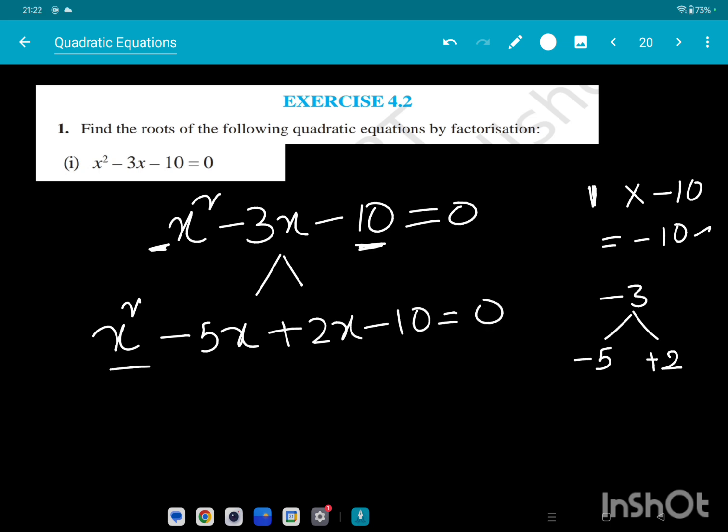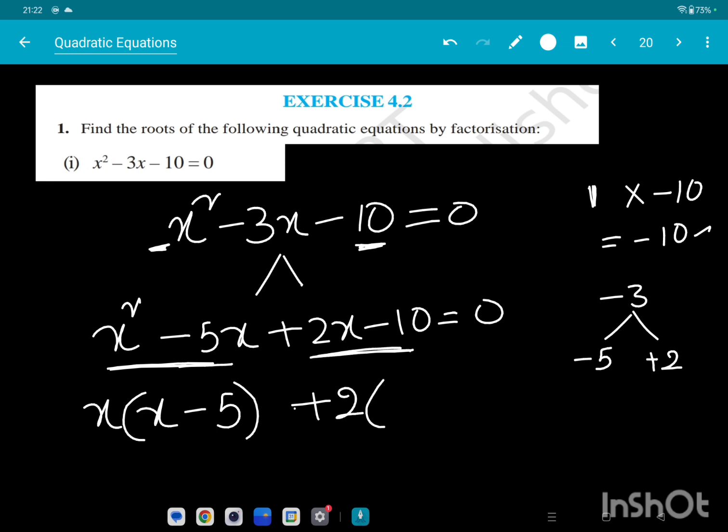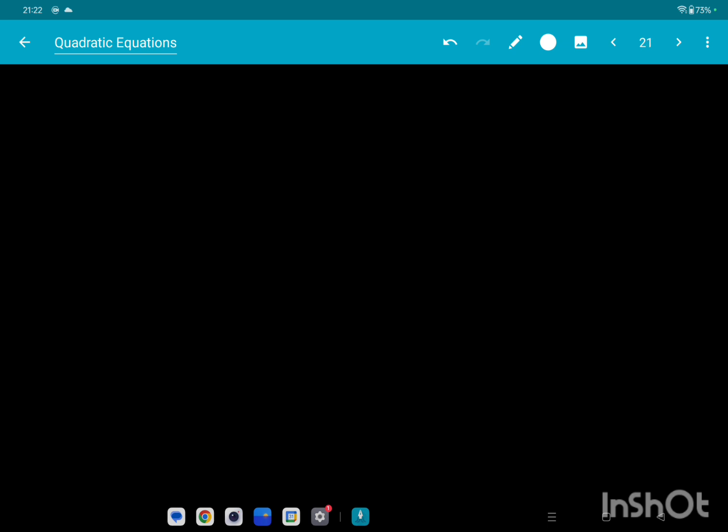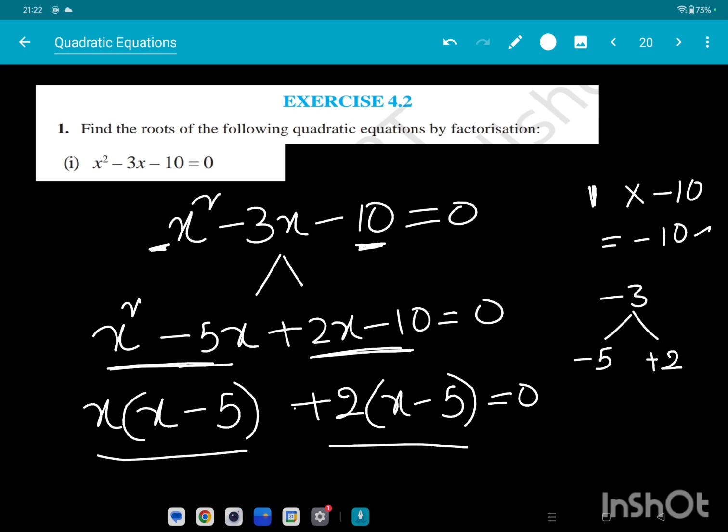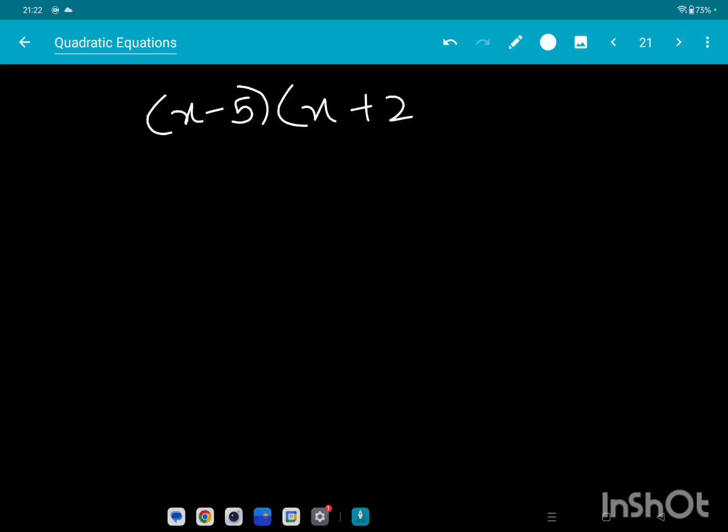Let me take the first two terms and the second two terms. In the first two terms, if I take x as common, then what will I get? The remaining term will be x minus 5. If I take plus 2 as common in the remaining two terms, then I'll get x minus 5 as the remaining term. This is one term and this is also one term. If I take x minus 5 as common, then what are the remaining terms here? X plus 2.